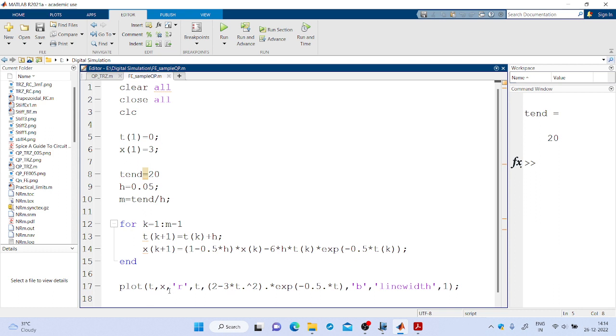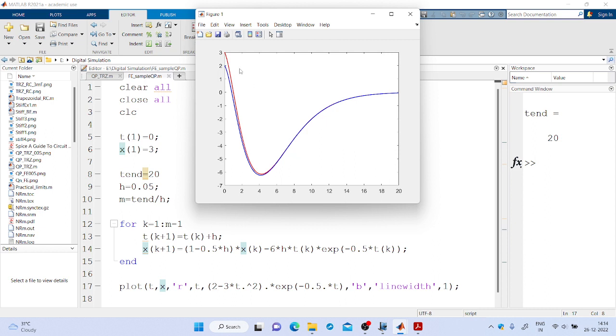Then we can plot both the result x and the exact solution. How to write these steps I will explain in the fifth module. If you run this program, you will get this plot. The red line gives the first plot, that is t versus x, where x is the numerical solution or forward Euler solution, and the second blue line shows the exact solution. We can add legend, x label, y label and title to the graph. This I will show later.